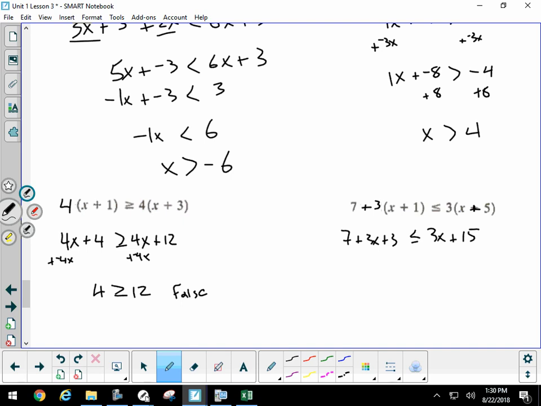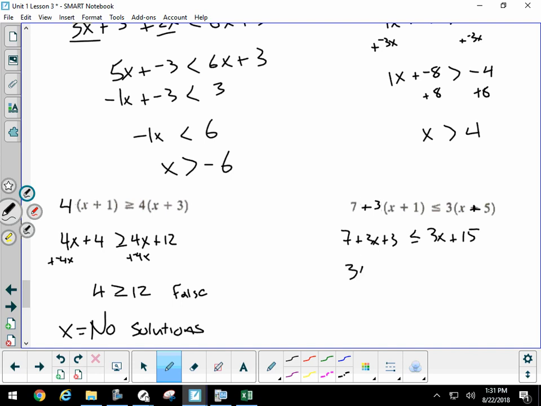What does that mean? That means there's no value for x that I could have placed in here to get me a true statement, so that the right side here is less than the left side, and the left side is greater than the right side. So this is an example using an inequality where there are no solutions.